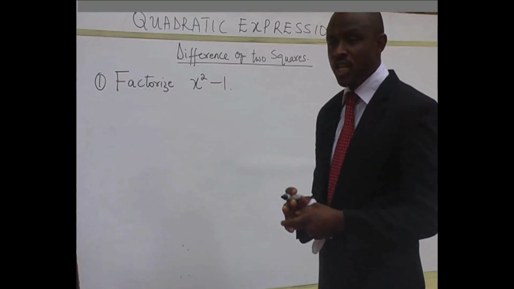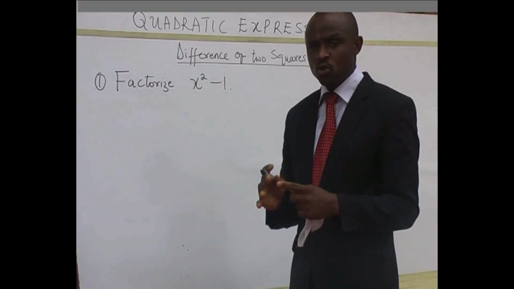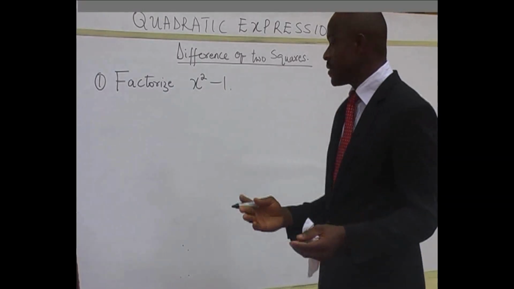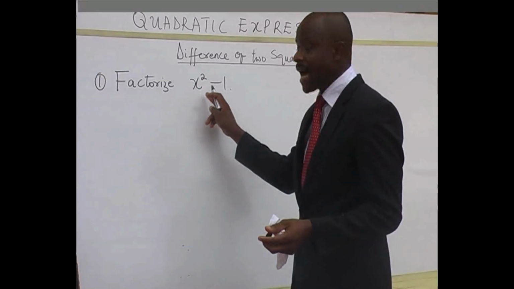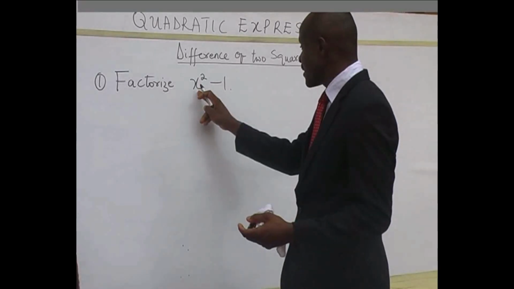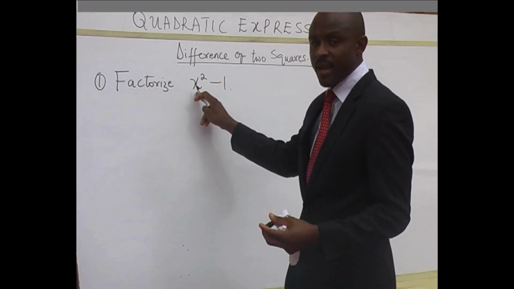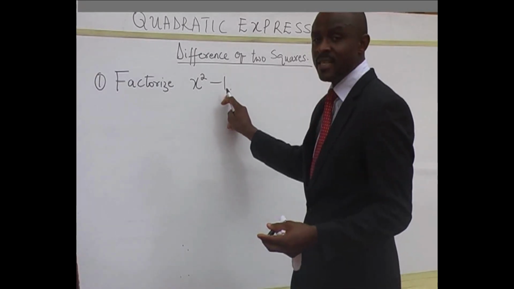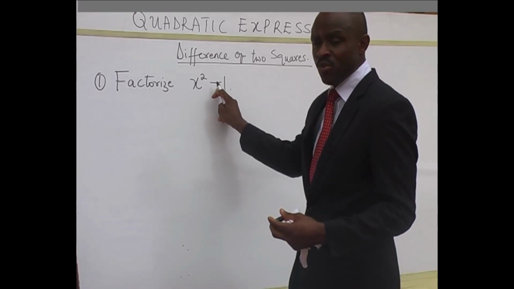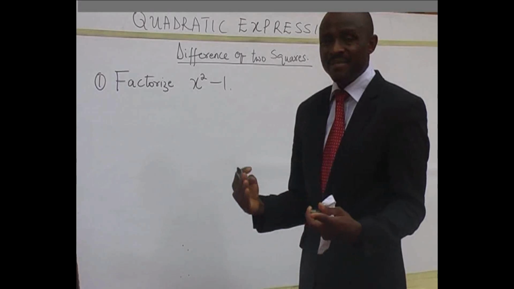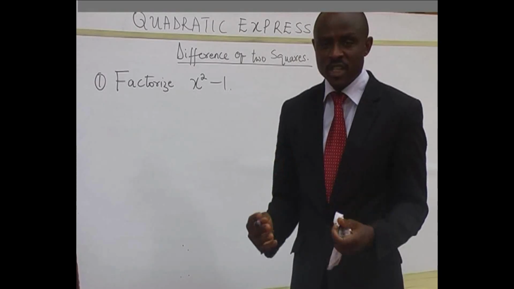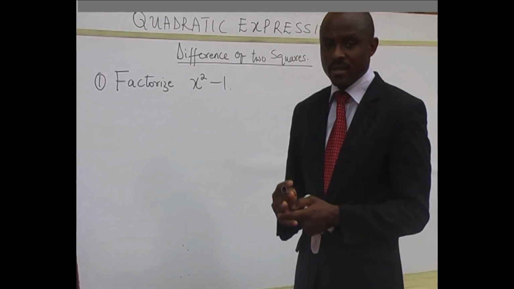The concept we are into now is the concept of difference of two squares. Why did we call it difference of two squares? It's because both x squared and 1 are squares of a particular number. For instance, x squared is the square of x, while 1 is the square of 1. As you have the minus in between them, that's why we call this concept difference of two squares. And if you have to factorize an expression that has the difference of two squares, it's a very simple thing.